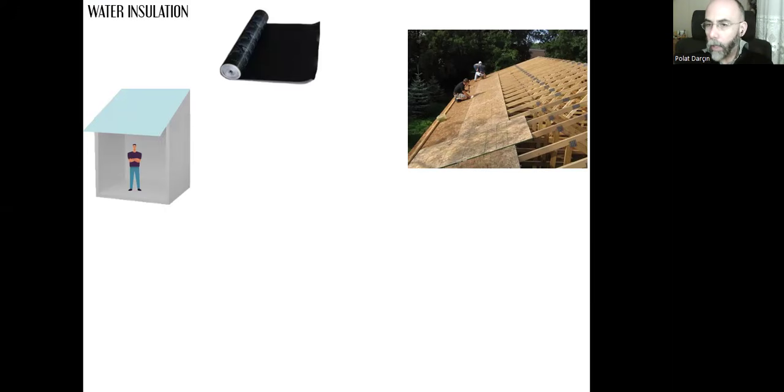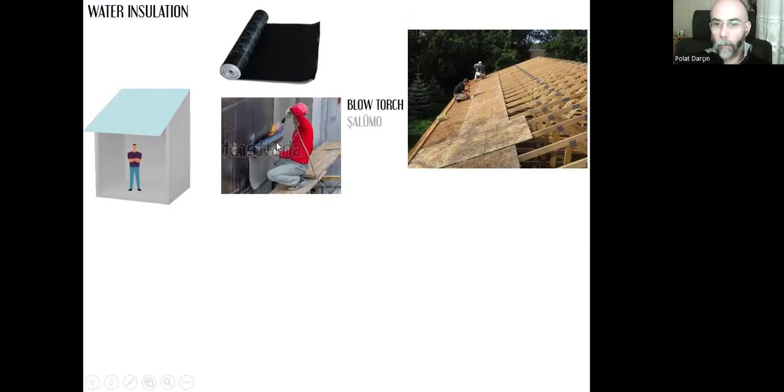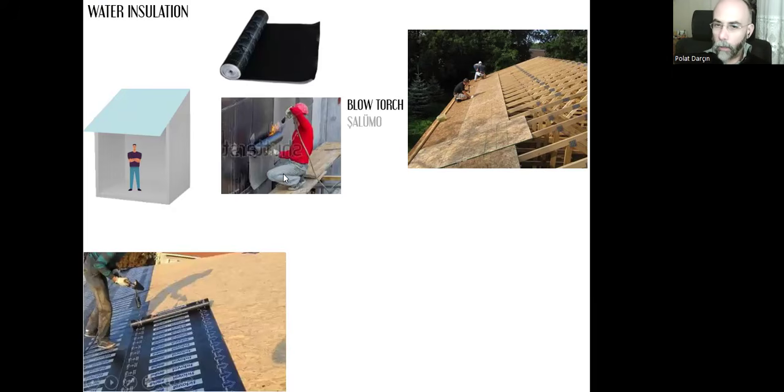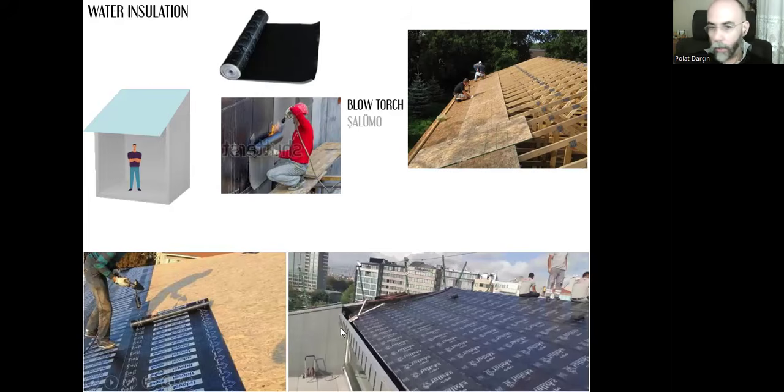And once we cover the upper surface of the rafters with these engineered woods, we can apply the bitumen sheets using a blowtorch. Blowtorch, şalumo in Turkish. When we apply the blowtorch, the outer layer of polyethylene film will melt down, and it will cause the bitumen to melt down. That's how we can fix, adhere the bitumen sheet over the engineered wood panels.